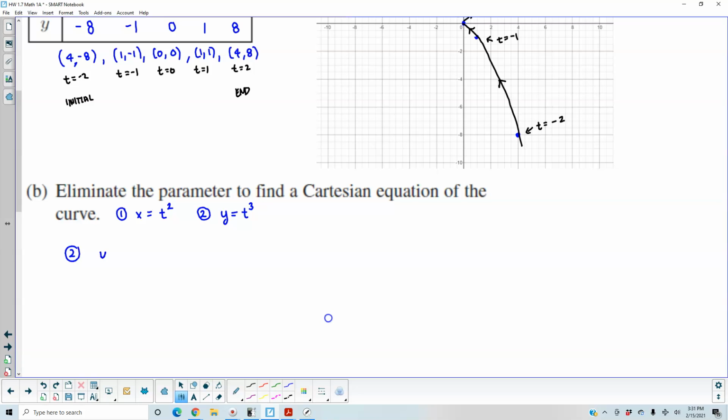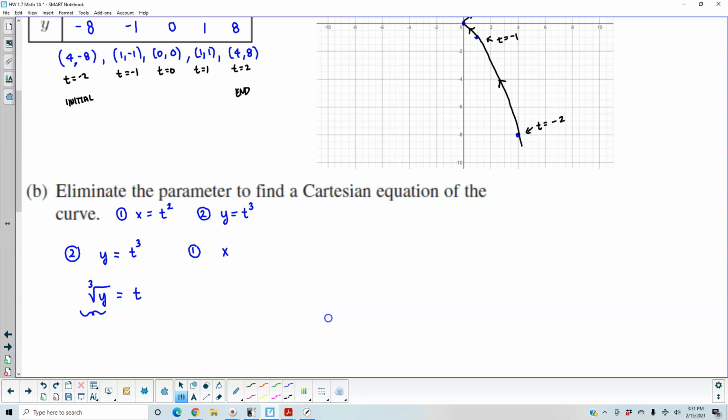So we have y, which is equal to t cubed. And if we take the cube root of both sides, we're going to solve for t. So the cube root of y is going to equal t. And then we're going to substitute this into equation number 1.